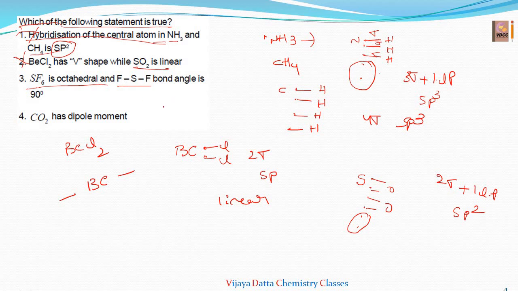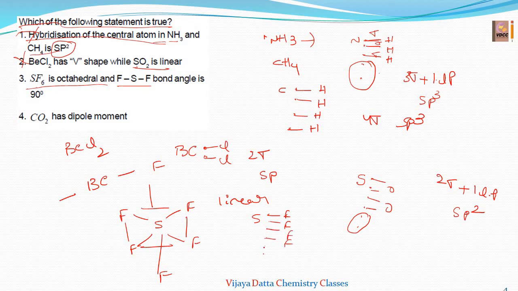F-S-F bond angle is 90 degrees. Let us see. SF6 is octahedral. Octahedral is nothing but this structure. First of all, we should check whether SF6 is octahedral or not. You have to identify the hybridization. Sulfur belongs to the sixth group: 1, 2, 3, 4, 5, 6. Fluorine forms a single bond only. Single bond, single bond, single bond, single bond, single.